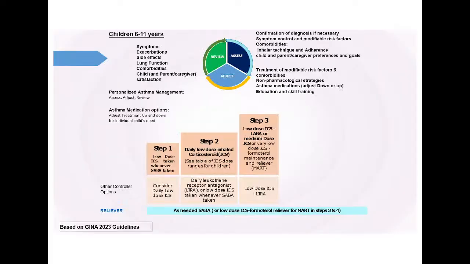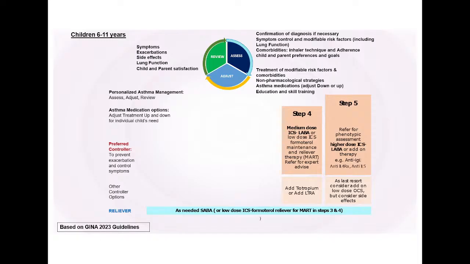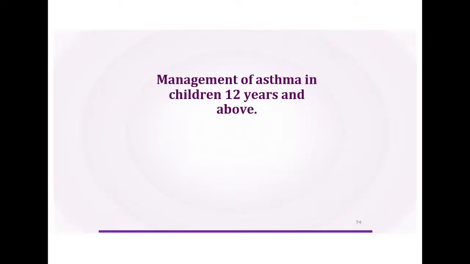Next question. So now coming to this GINA classification, the same thing we have discussed. So children 6 to 11 years, all this we have already discussed for Arpit. So the same thing is classified into asthma action plan and step 4 and step 5, which we have discussed already. So we are not discussing again.